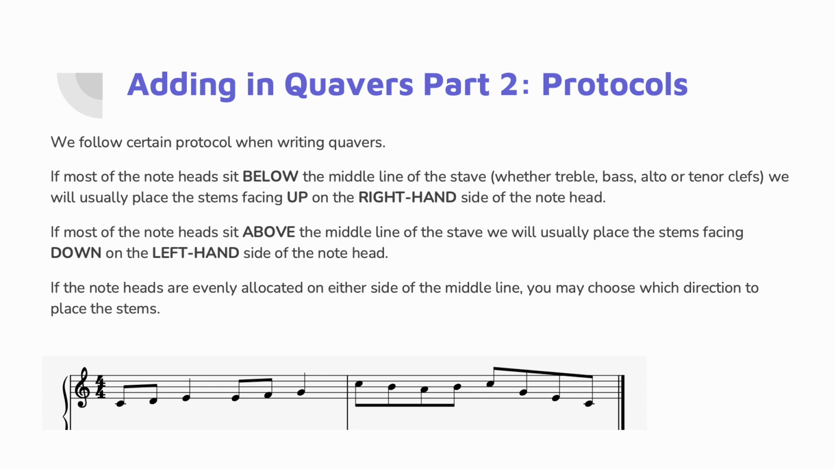If most of the note heads sit below the middle line of the stave, whether treble, bass, alto or tenor clefs, we will usually place the stems facing up on the right hand side of the note head. If most of the note heads sit above the middle line of the stave, we will usually place the stems facing down on the left hand side of the note head. If the note heads are evenly allocated on either side of the middle line, you may choose which direction to place the stems. Study the example below carefully.